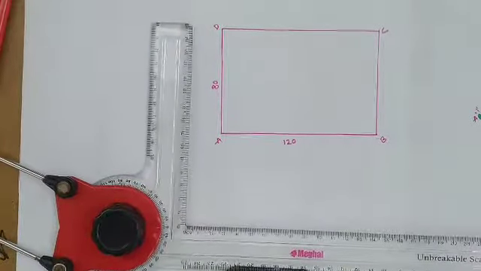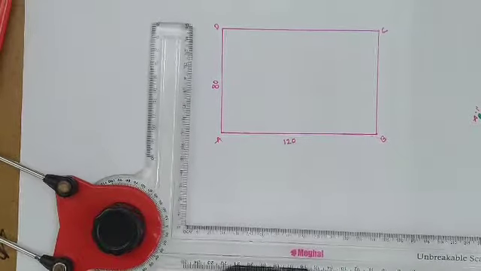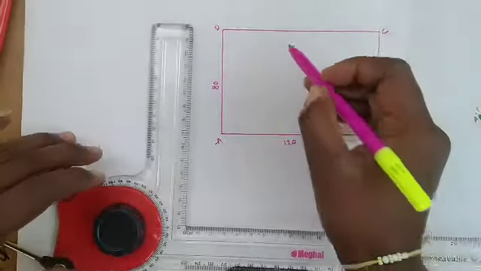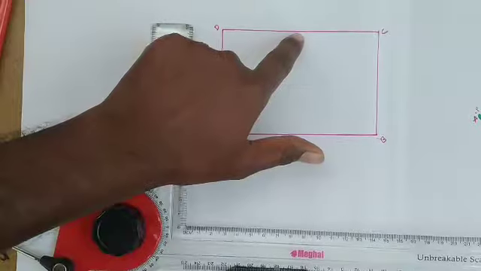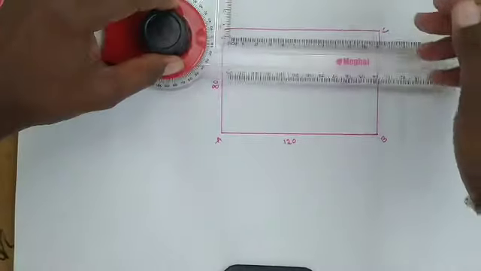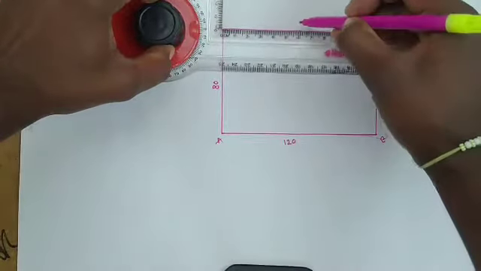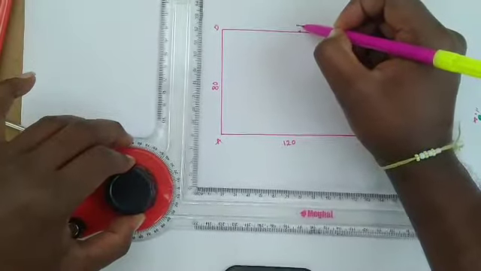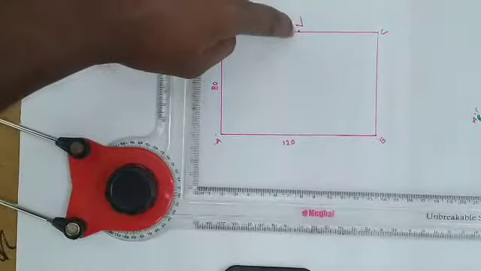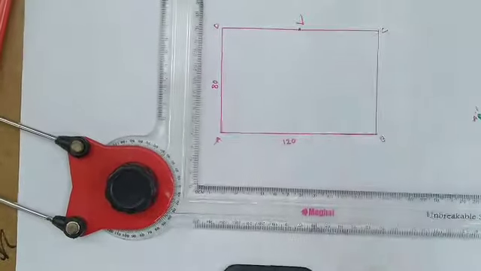Next, first of all, you have to find the vertex point of the parabola. The vertex point lies at the middle of this rectangle. First find this middle point: 120 means 60. The vertex point lies at the middle point of the rectangle. I am taking the vertex point from the bottom side.